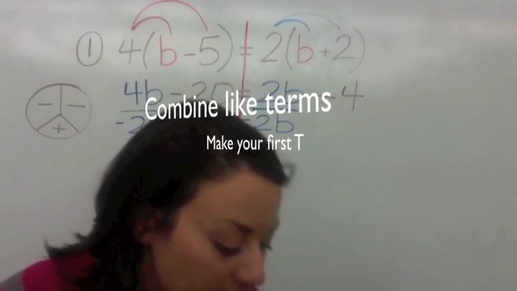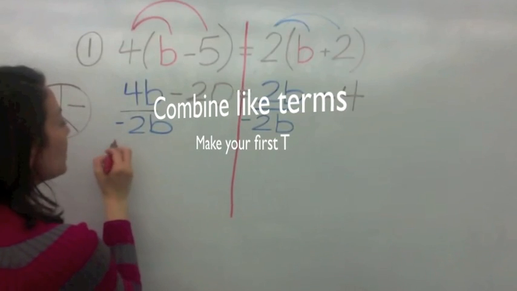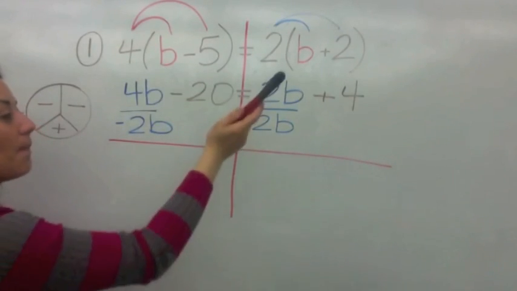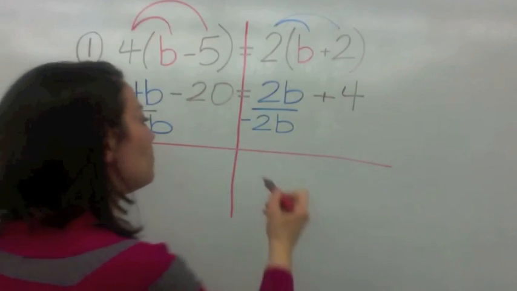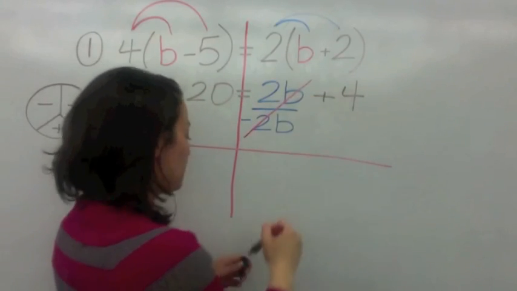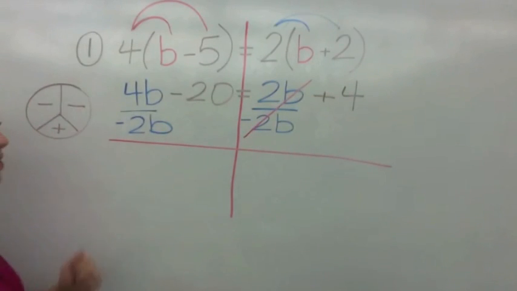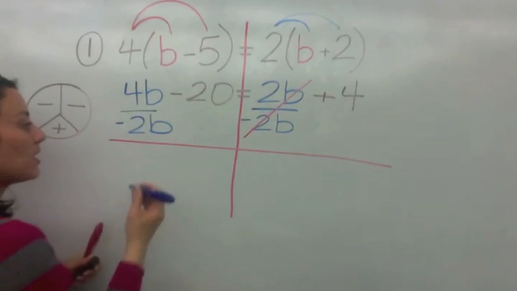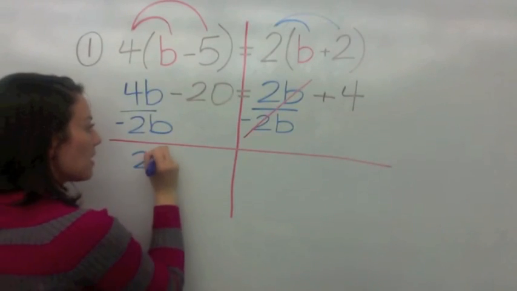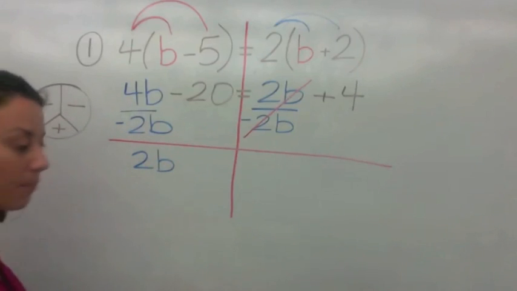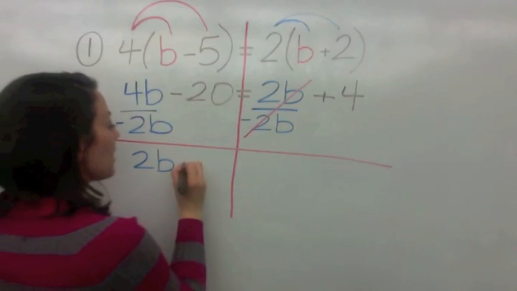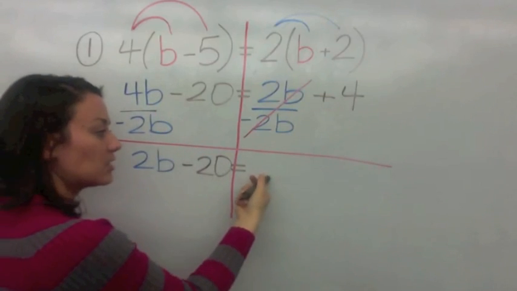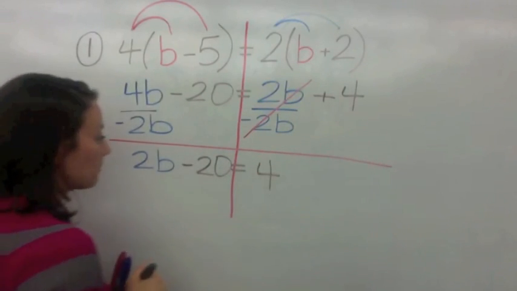So this is your first T. When you're combining like terms, you're making your first T. Now a positive 2b and a negative 2b make 0. That's right. What about 4b minus 2b? Okay? You just look at the coefficients. 4 minus 2 is 2, but you're going to keep the b. You're going to bring down the negative 20 and the equal sign. And what's left over here? It's 4. That's right.